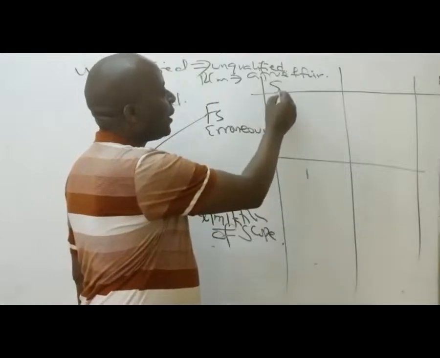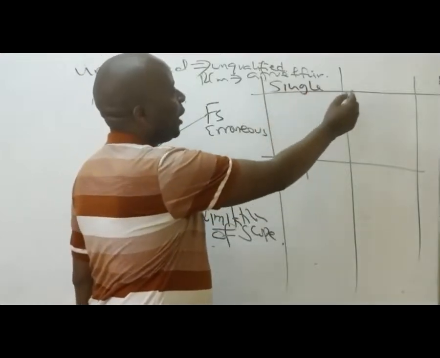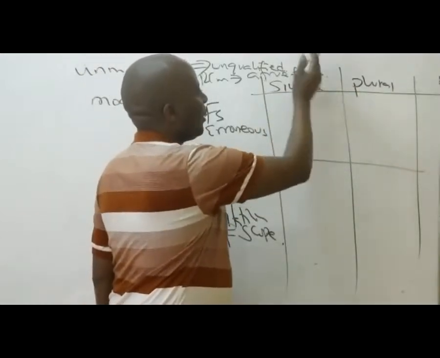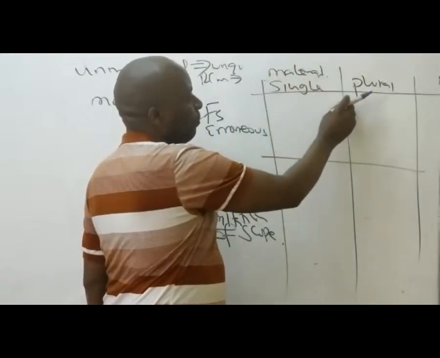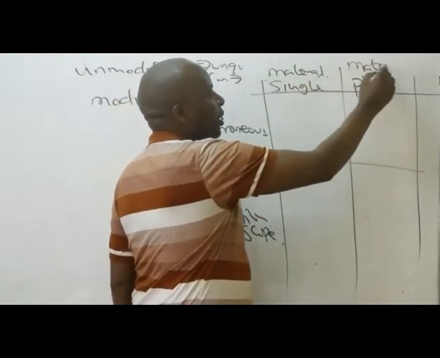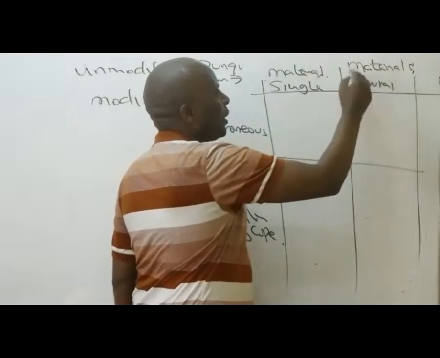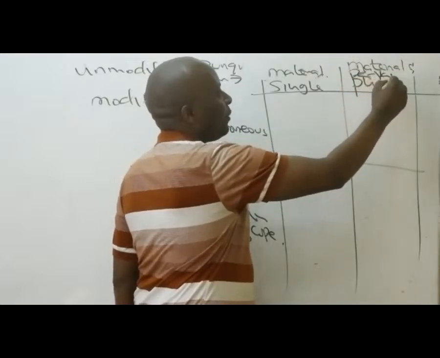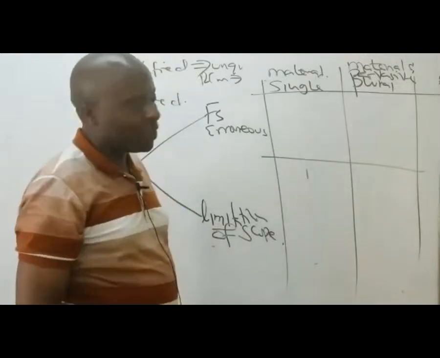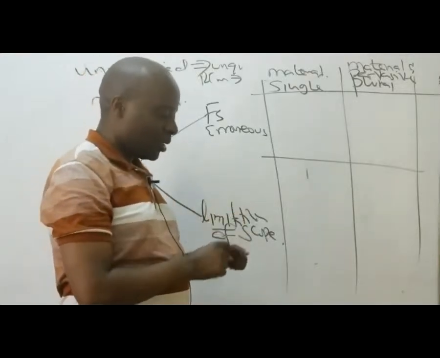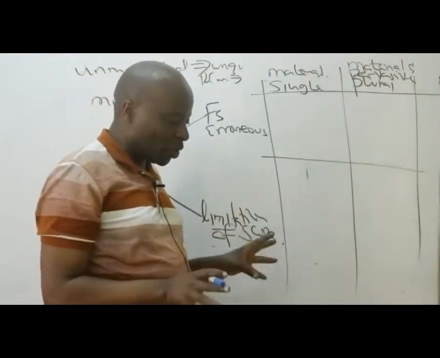And then now we have here single, and then we have what we call plural. Single is material. Plural becomes material and pervasive. Material and what here? Pervasive. Now, ladies and gentlemen, listen to me very well. These financial statements of RCM Online College.